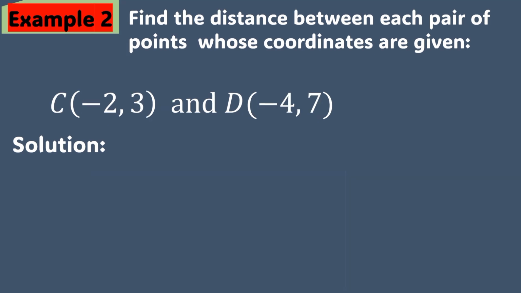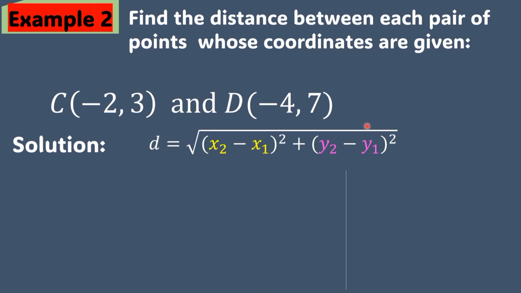You may convert the radical into decimal form if needed. Example 2. Find the distance CD. C is at negative 2, 3, and D, negative 4, 7. Using the distance formula, negative 2 and 3 as x sub 1 and y sub 1, and the other pair of coordinates as x sub 2 and y sub 2.